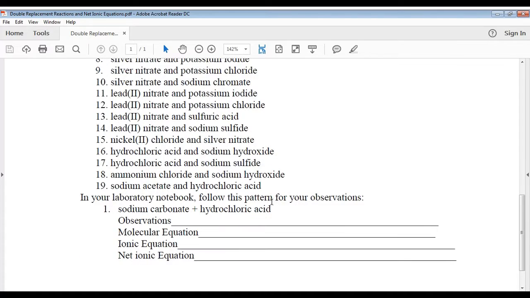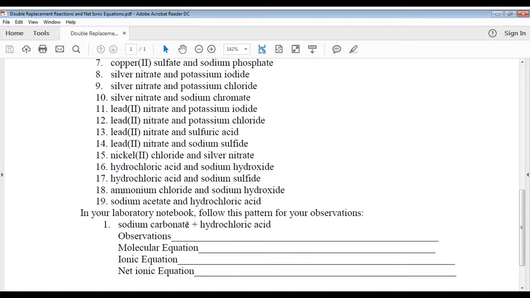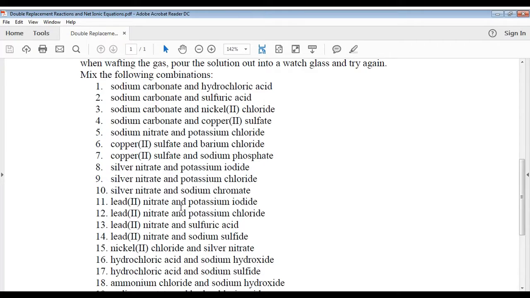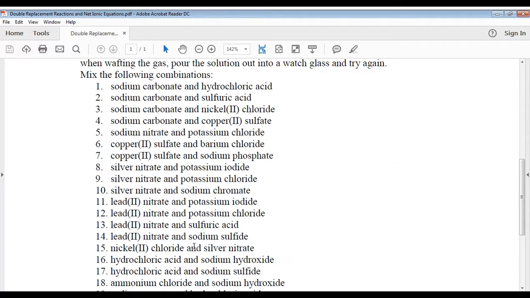When we get down to the bottom, in our lab notebook, follow this pattern for your observations. So you'll write the words, and then you need observations. You can abbreviate these observations. Write ME for molecular equation, IE for ionic equation, and NIE for net ionic equation. Each one of these reactions, each one of these 19, needs to have all three of these here. So the observations will take up the most amount of space for sure.